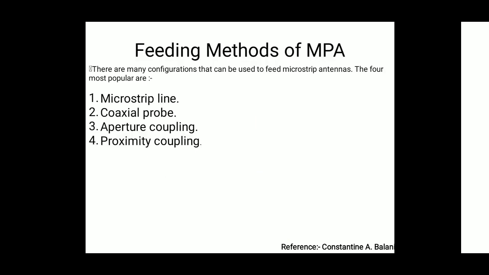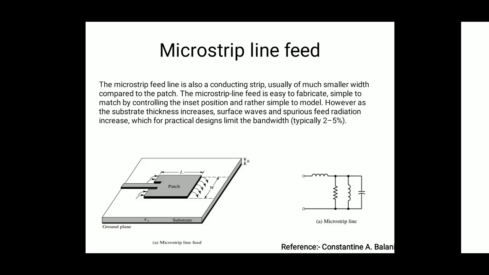So today we discuss the antenna feed methods, how to feed power to the antenna. There are different methods. Generally, four major types of methods are used. First is the microstrip line, second is the coaxial probe, third is aperture coupling, and fourth is proximity coupling. These are the four types of feeding methods. First we discuss the microstrip line feed.